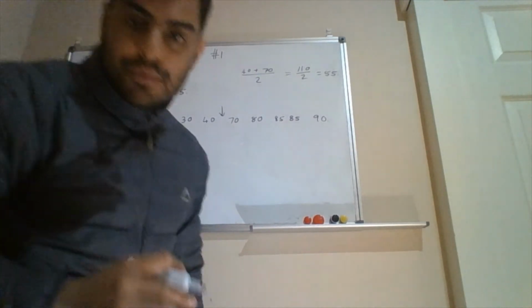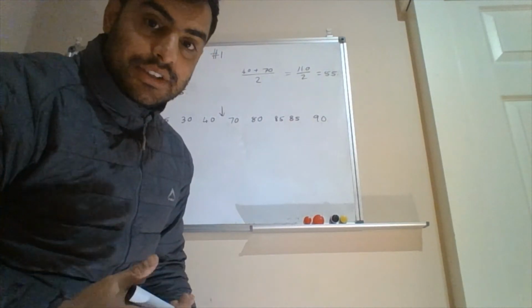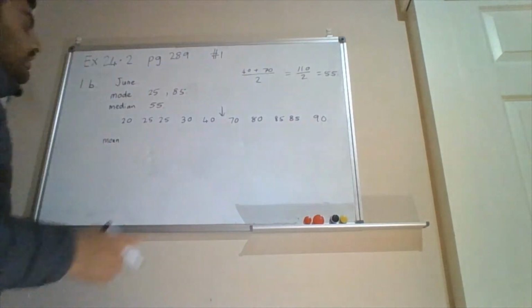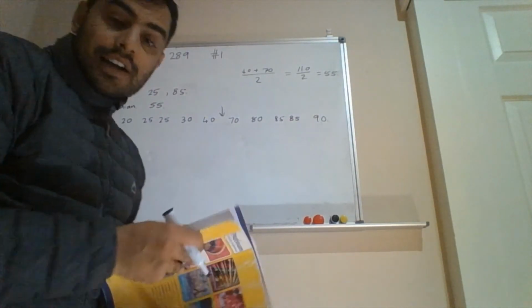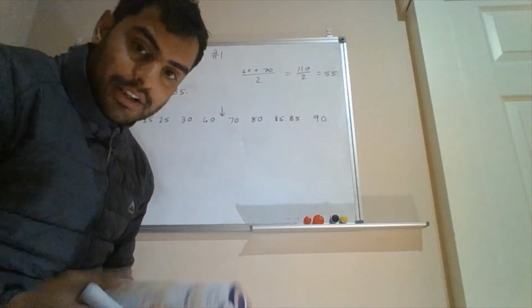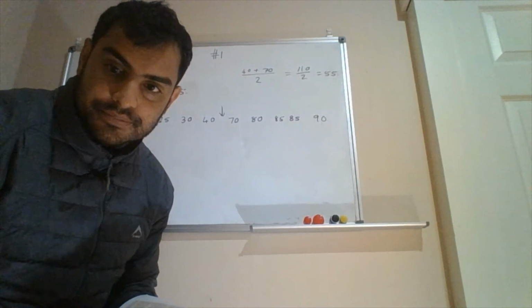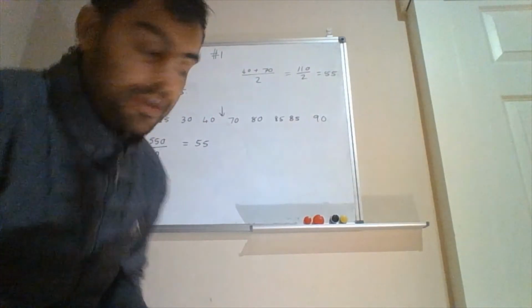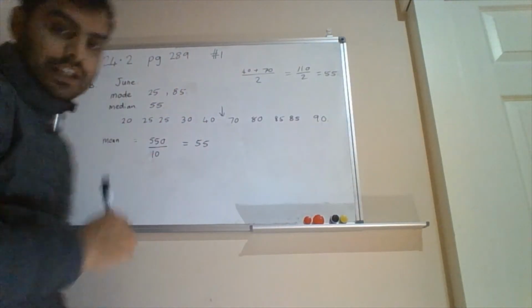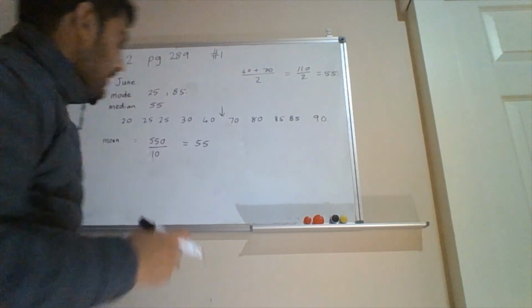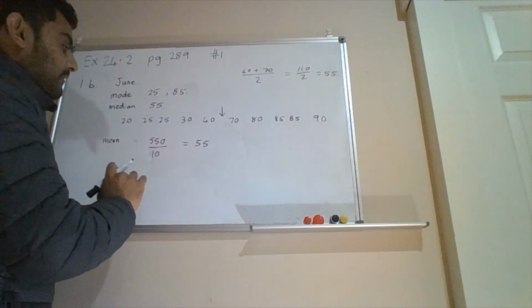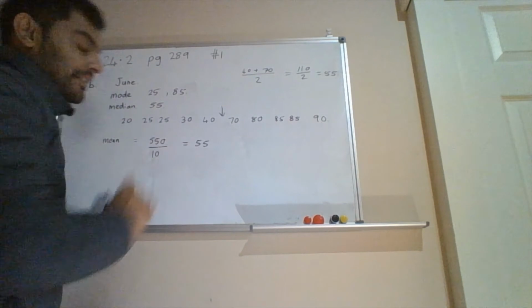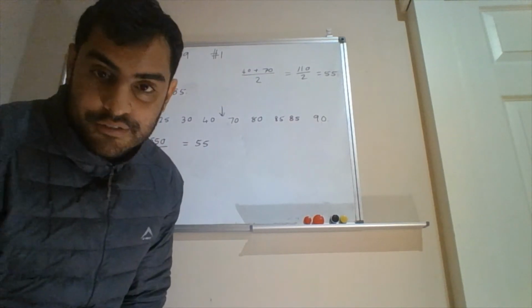And lastly, we have our mean, which is the average mark. So to find the average, we add up all the marks and divide it by the number of learners. So when we add up all the marks, we get 550. You can check this on your own. And we divide it by the number of learners, so divide it by 10, and that gives us an average mark of 55.